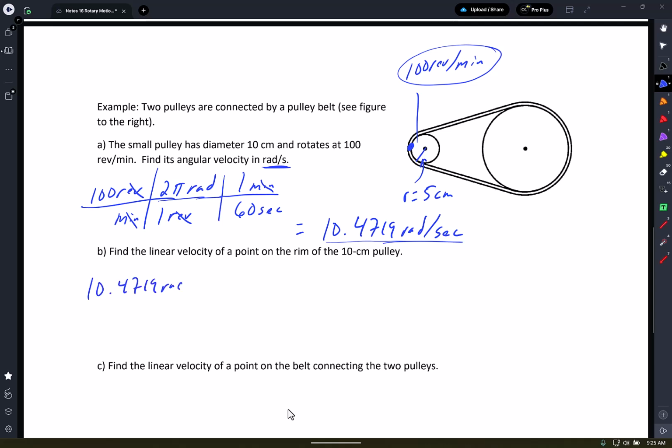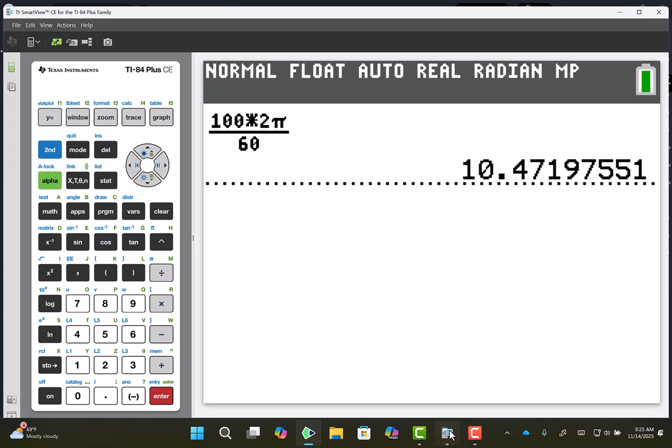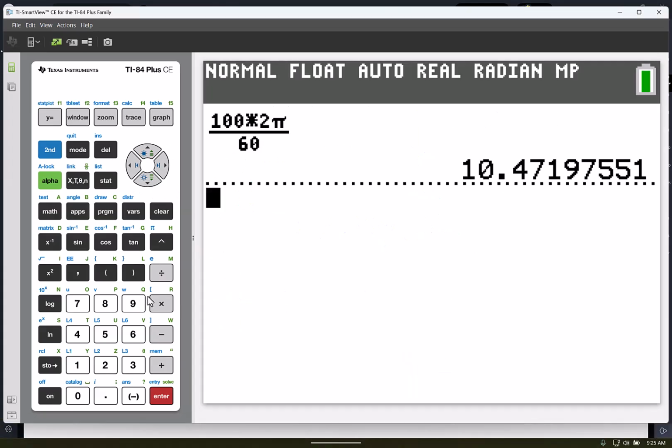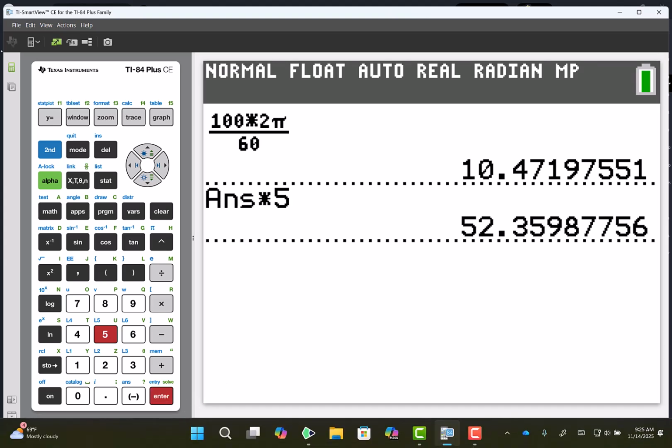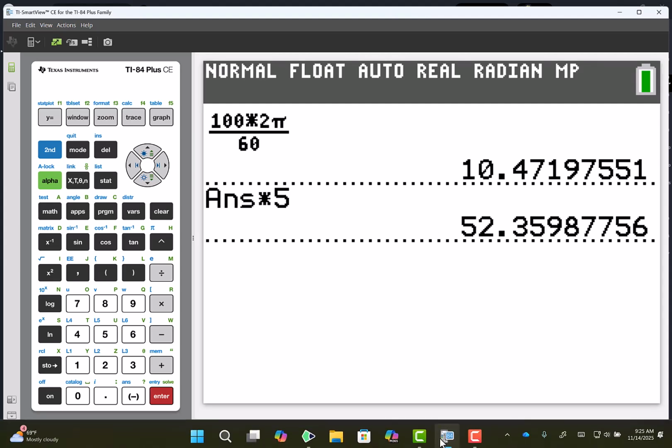10.4719 radians per second. And in 1 radian, what's my radius? 5 centimeters. Radians cancel out, and look, that's centimeters per second. Is centimeters per second a linear velocity? Yes. So take that 10.4719 that you have in your calculator, don't round it, and just go times, was it 5? Times 5. And there it is. I got 52.3598. Is that what you got? You can round it if you want to 99.